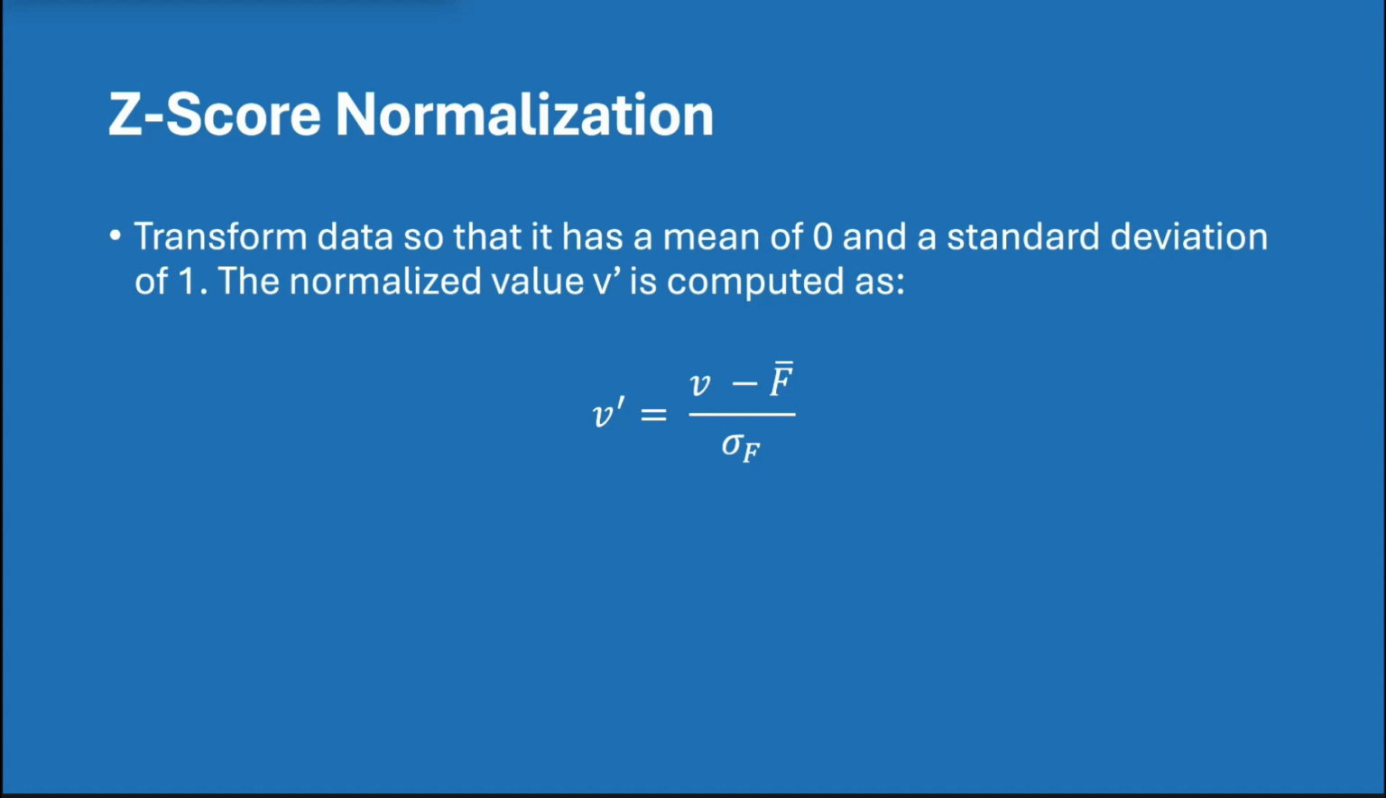Given an original value v of feature f, the normalized value of the feature, v prime, is computed as v minus the feature mean, denoted as f bar, divided by the standard deviation of the feature, sigma f.